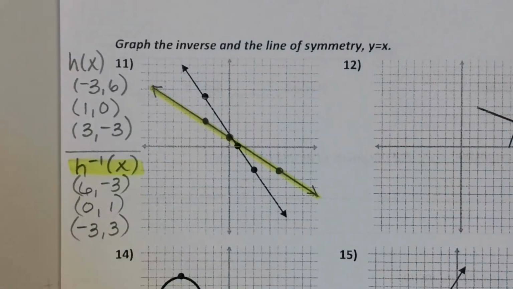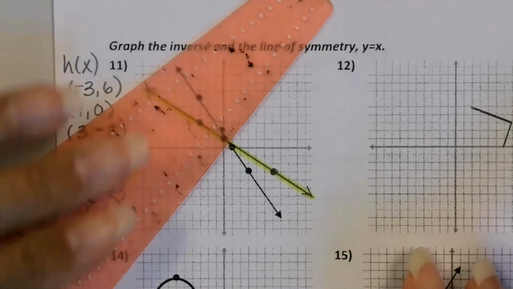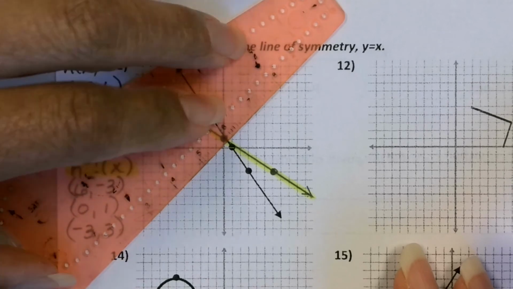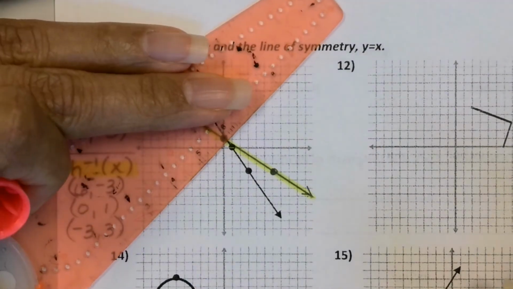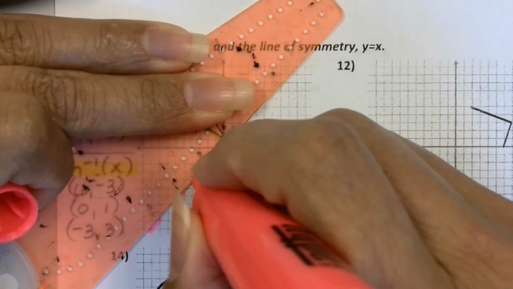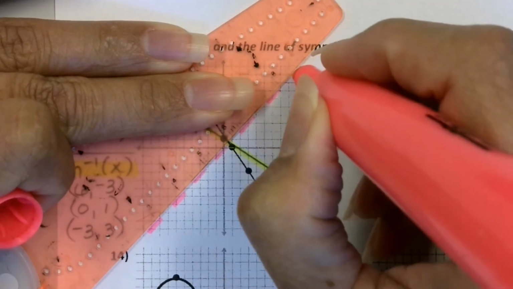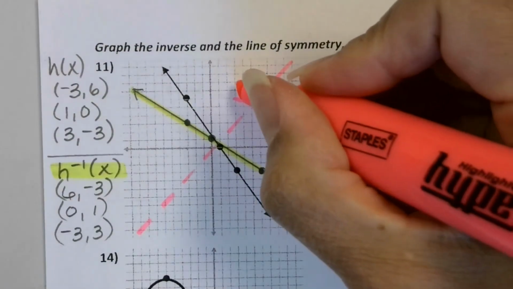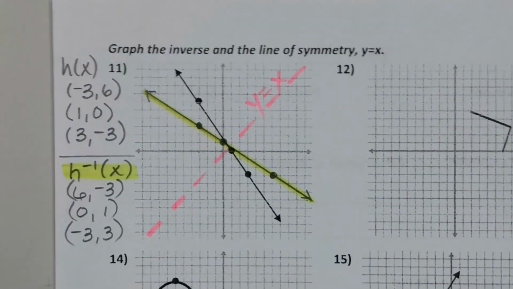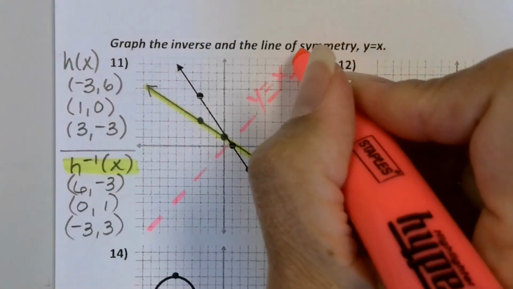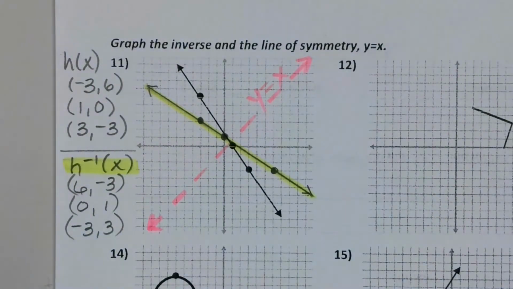Now, how did that happen? Again, just a reminder, you just finished reflecting over the y equals x graph. The y equals x graph has a slope of 1, so we make sure we angle off this ruler good enough. I'm going to draw the y equals x line here in this bright pink color so that you can understand that you just reflected your h of x graph over the y equals x pink line, and the result was the yellow line.